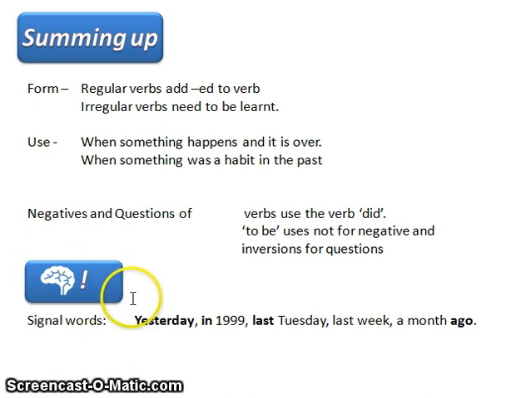An easy way of recognizing the past simple is to look for the signal words in the sentence. These signal words are yesterday, in 1999, last Tuesday or last week, and a month ago. They all give us an indication of when something happened.